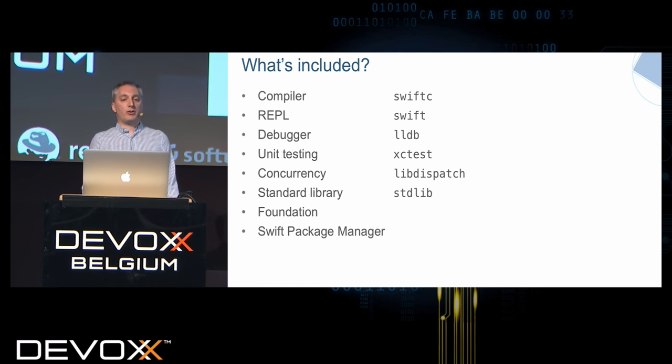So if you go to swift.org and you download Swift, what do you get? You get a compiler, obviously, which will take your Swift code and generate a binary. It also has a REPL, that's read, evaluate, print loop, which is kind of surprising because REPLs tend to be more associated with scripting type languages, but they've managed to create a REPL for Swift as well, so you can use that if you want to. There's a debugger, which is a customized version of LLDB, the low-level debugger. You can do unit testing through a framework called XCTest. As I mentioned earlier, there's support for multi-core hardware through a concurrency library known as libdispatch. And also there's the standard library and the foundation, which are basically equivalent to what you might call a class library.